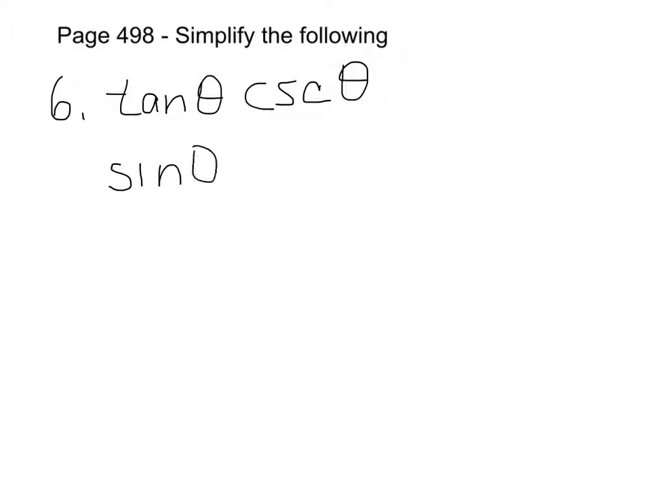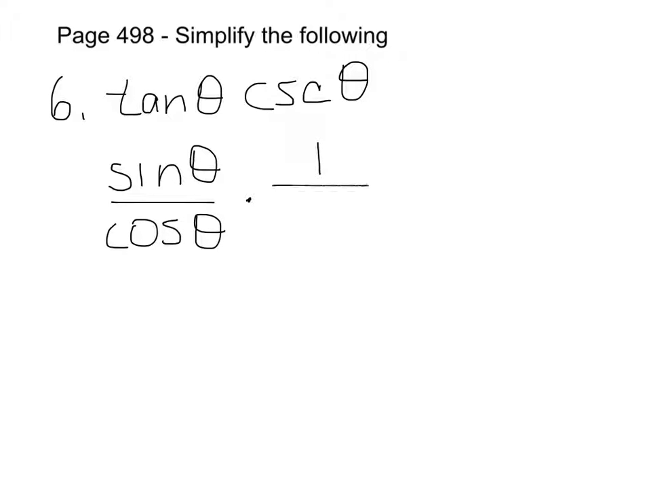Let's look at a couple of the problems on page 498 from the text, simplifying some trig expressions. Starting with number 6, we have the tangent of theta times the cosecant of theta. First thing I'm going to do is rewrite them using the definition of tangent and cosecant. So tangent would be sine of theta divided by cosine of theta.